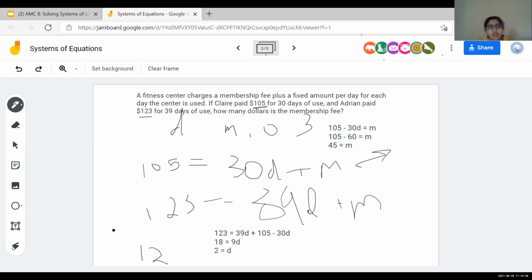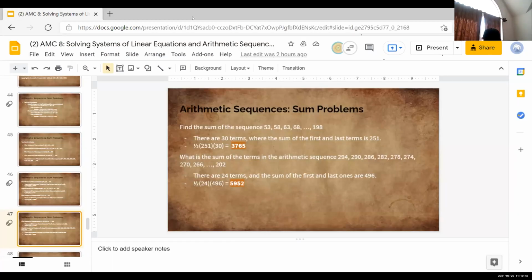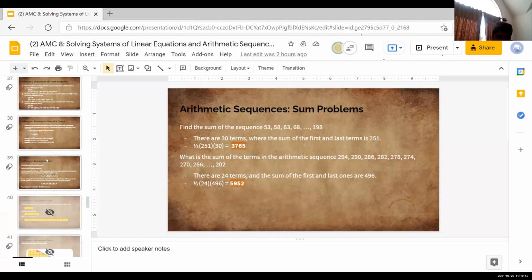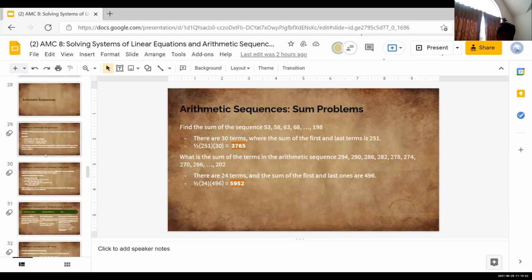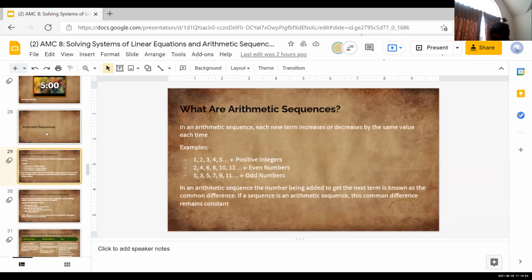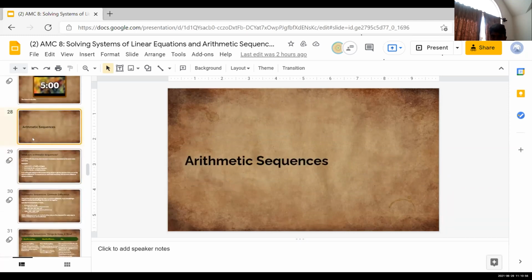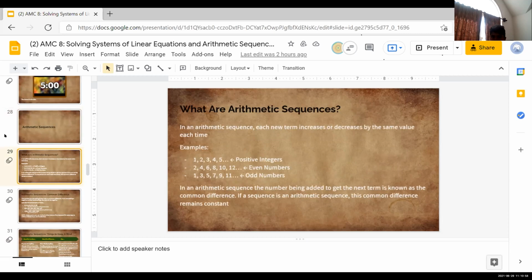So now, Sai, you can go back to the presentation. Now that we're done with the Jamboard, we can move on to the actual presentation. I was looking at a couple of slides, trying to plan out what we should do. We'll probably go over arithmetic sequences. Okay, press present.